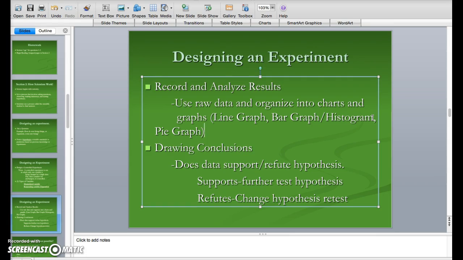And we will discuss graphing in greater detail in an in-class activity. So you will create graphs and you'll learn how to interpret graphs, because that is an important skill in science.